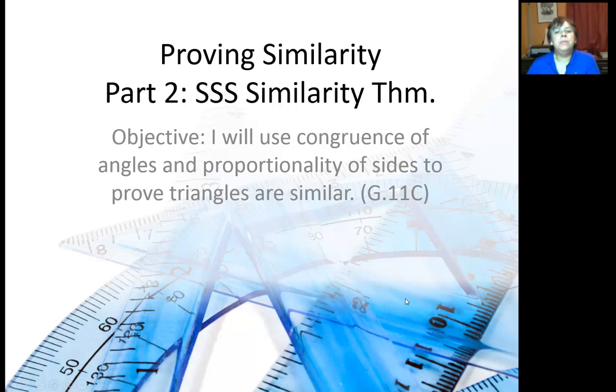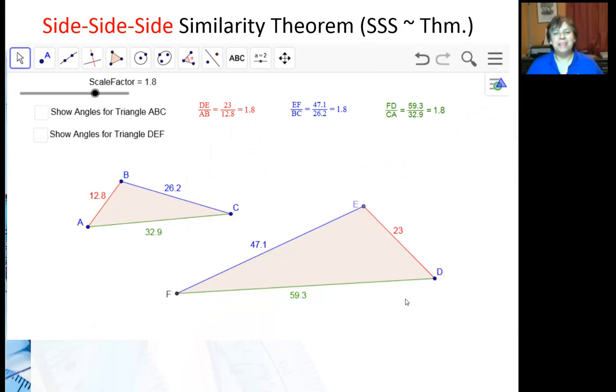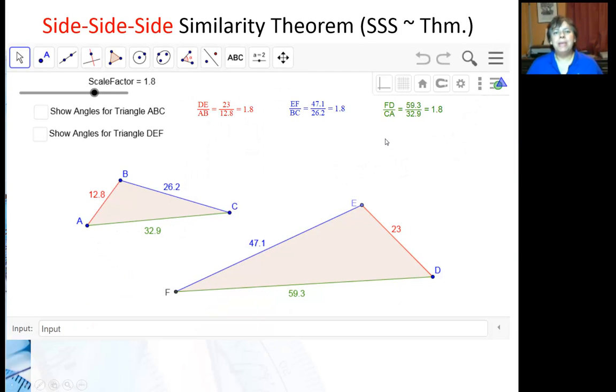Now we're going to look at using the side-side-side similarity theorem. So what does that mean? When we say side-side-side, we are saying that all three sides are proportional. So how did I do that? I created a random triangle here, and you can actually move all three points. And I created the second triangle by just applying a scale factor to the first triangle.